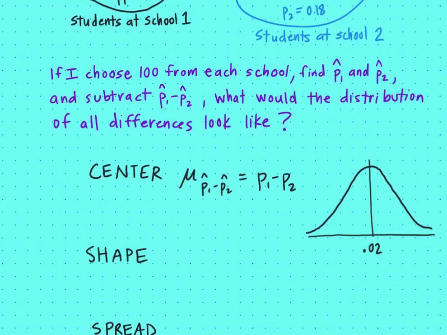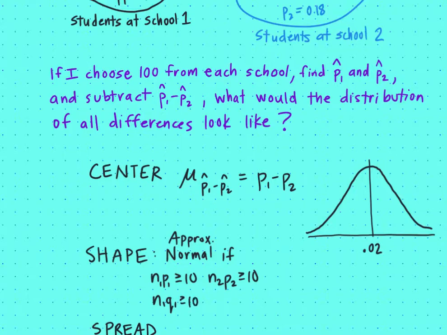Shape. All right, so I've already given you the shape. The shape is approximately normal. Get that word approximately in there. It's approximately normal if N1 P1 is at least 10, N2 P2 is at least 10, N1 Q1 is at least 10, N2 Q2 is at least 10.